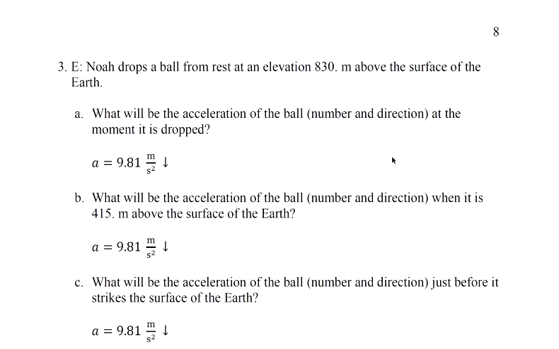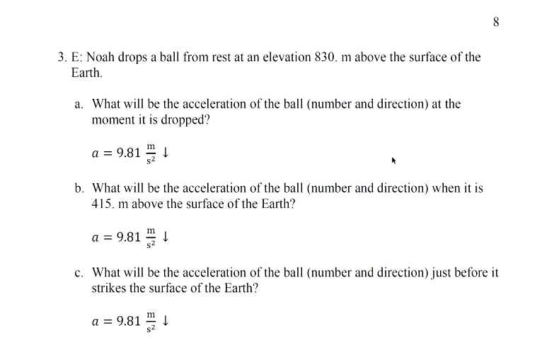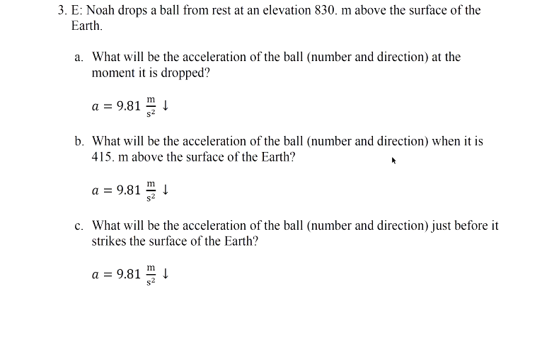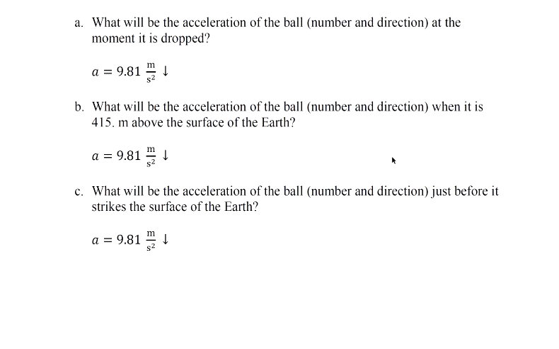Part B: What will be the acceleration of the ball when it is 415 meters above the surface of the Earth? 9.81 meters per second squared, down. Part C: What will be the acceleration of the ball just before it strikes the surface of the Earth? 9.81 meters per second squared down. The Earth is always pulling it down.